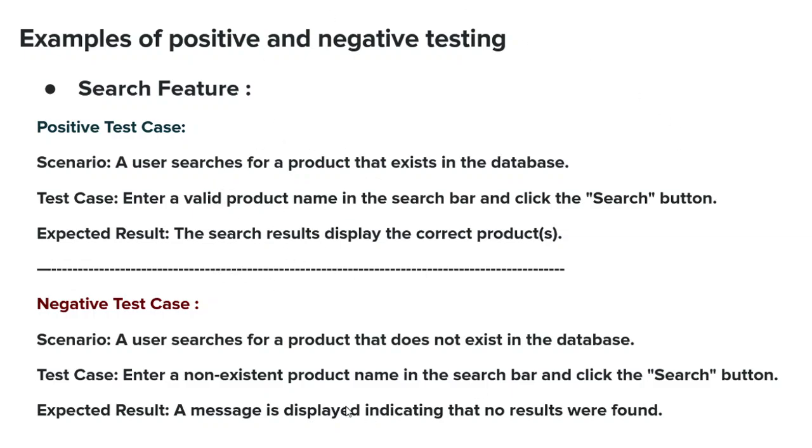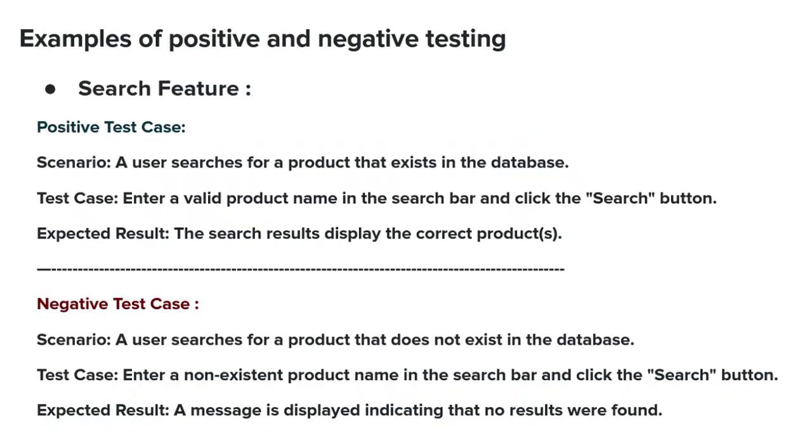What is the negative test case here? If the user tries to search for a product that does not exist in our database, then in that case, the user should be shown a message that no product is available. That's called a negative test case because the product is not available. So these are some examples of positive and negative test cases.